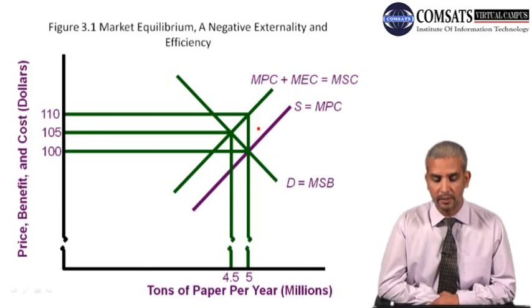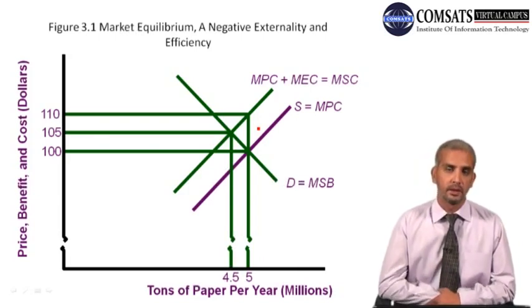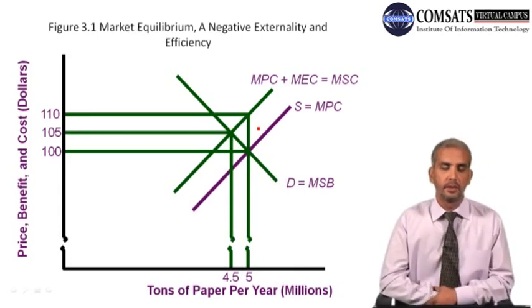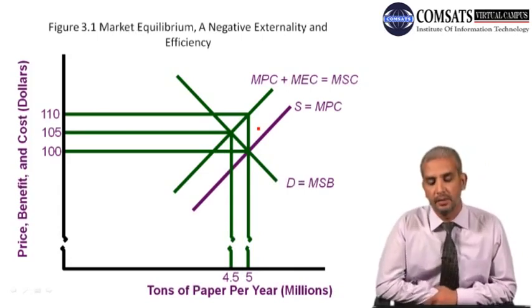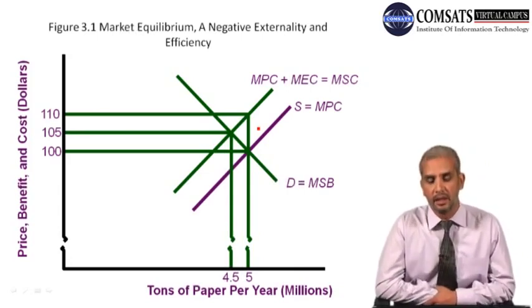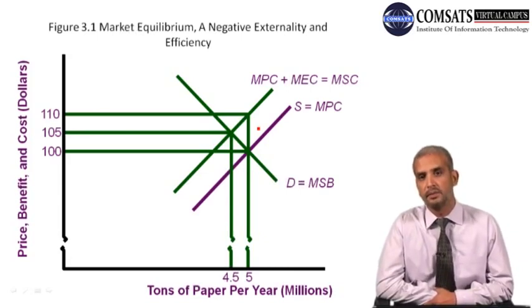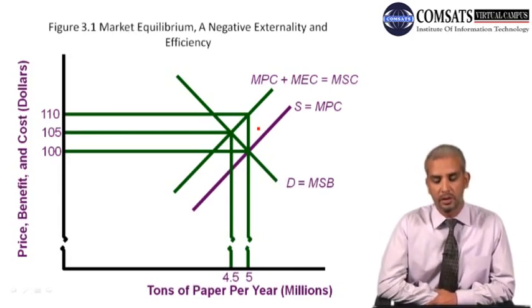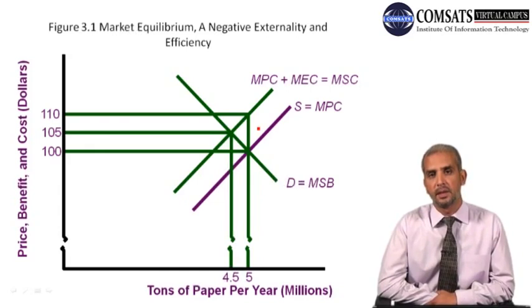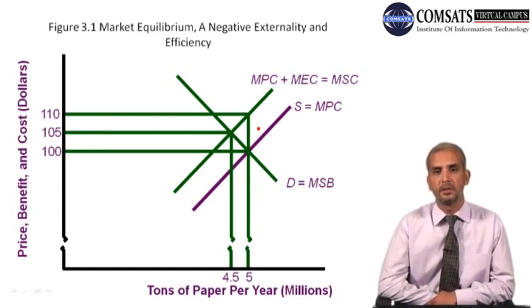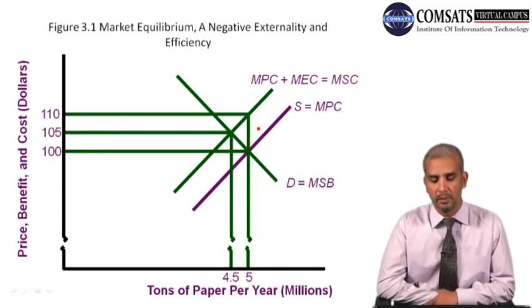Because at the point where the price is 110 and quantity is 5, the marginal social cost exceeds the marginal social benefit. I hope you remember that whenever marginal social cost exceeds marginal social benefit, it is beneficial to reduce the quantity being produced, and vice versa. Whenever marginal social benefit is greater than marginal social cost, it pays to increase the total quantity being produced.